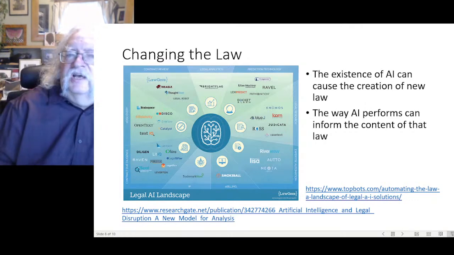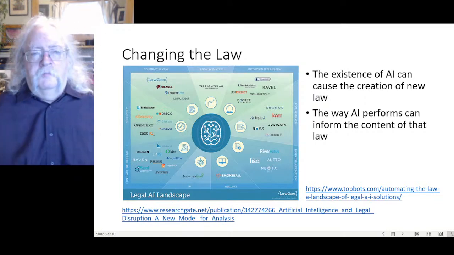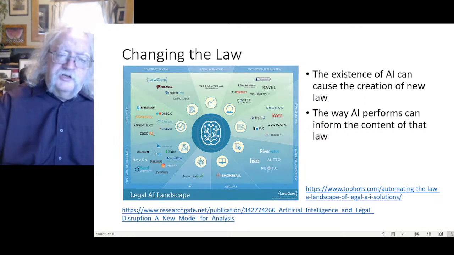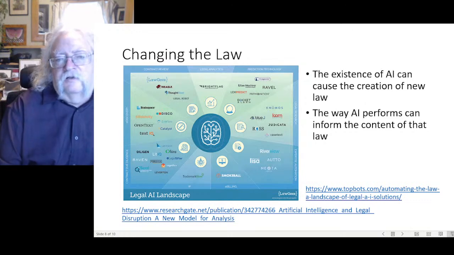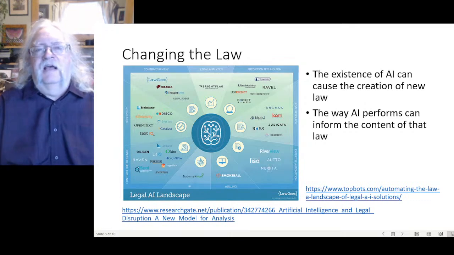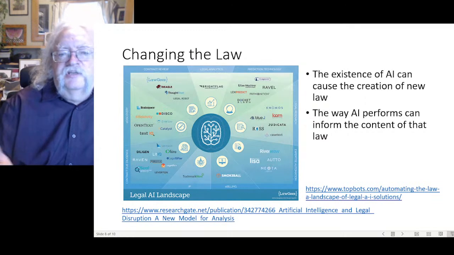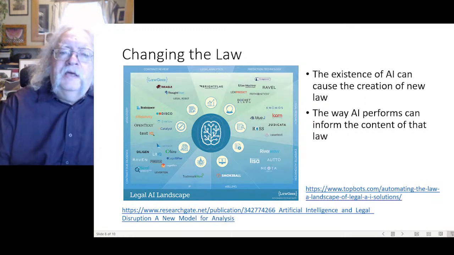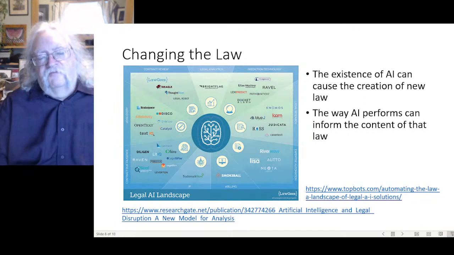So if you're using, say, a Microsoft Analytics engine, Microsoft owns the copyright. Is it the person who wrote the software? Or is it the person who flipped the on switch to actually make the new content? There needs to be a decision made, a decision that did not need to be made until artificial intelligence came along. More significantly, though, the way AI performs could actually inform the content of that law.